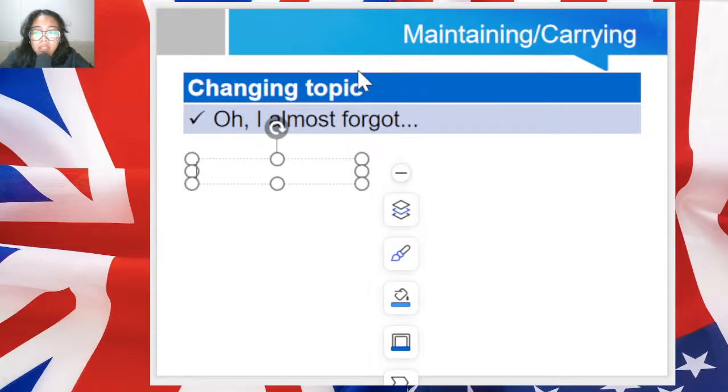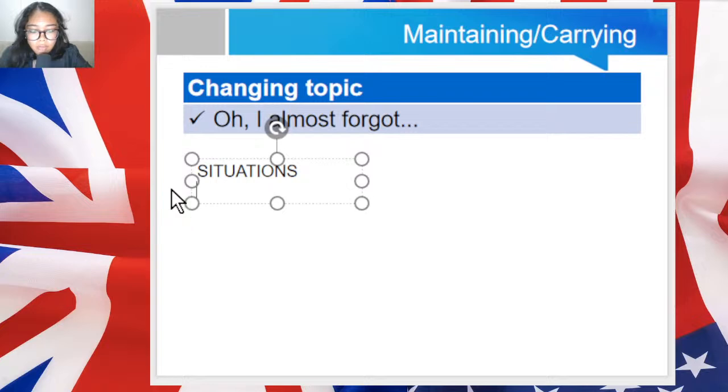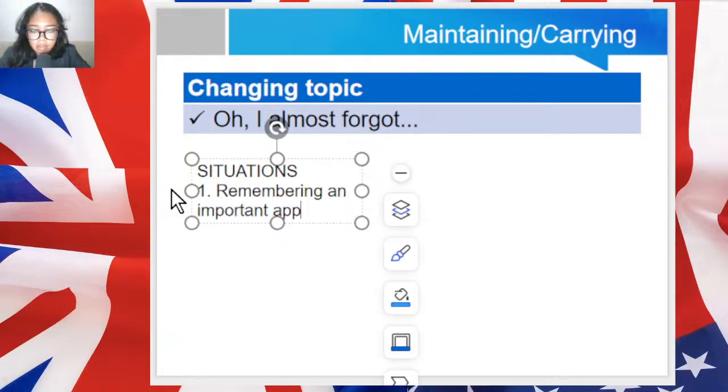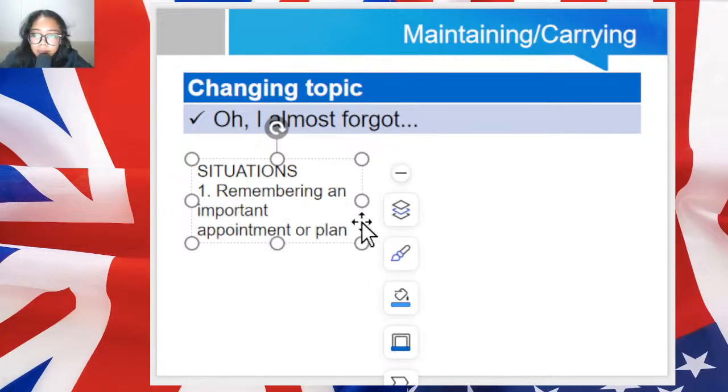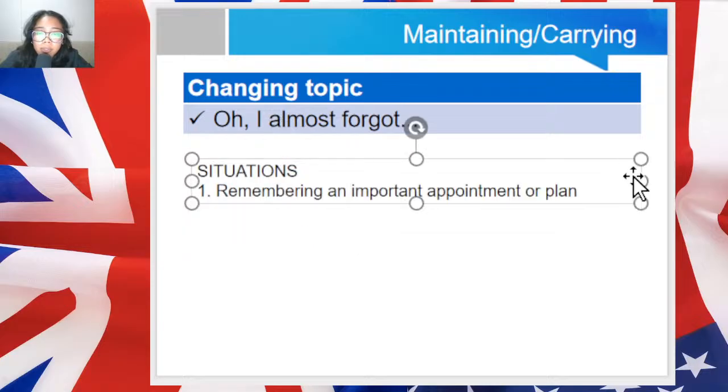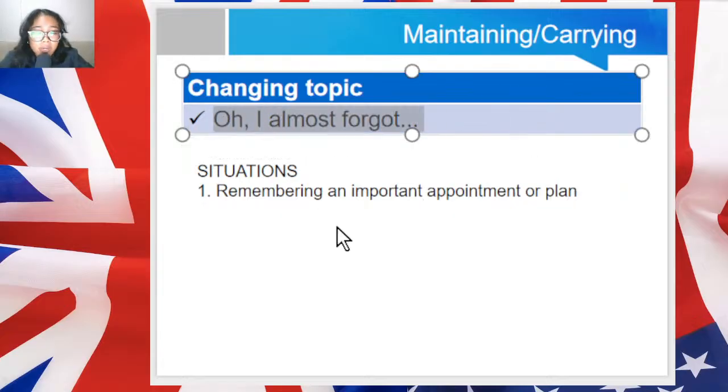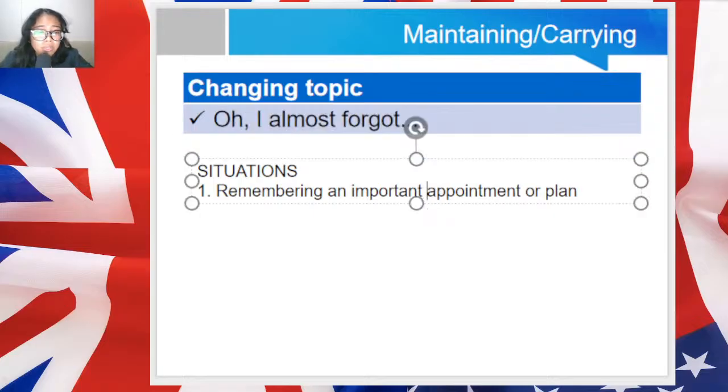First is remembering an important appointment or plan. Now, this is a very common use of the "Oh, I almost forgot" phrase. You're having a conversation and then you suddenly remember something important that you need to do, or that you and the other person you are talking to were supposed to do.